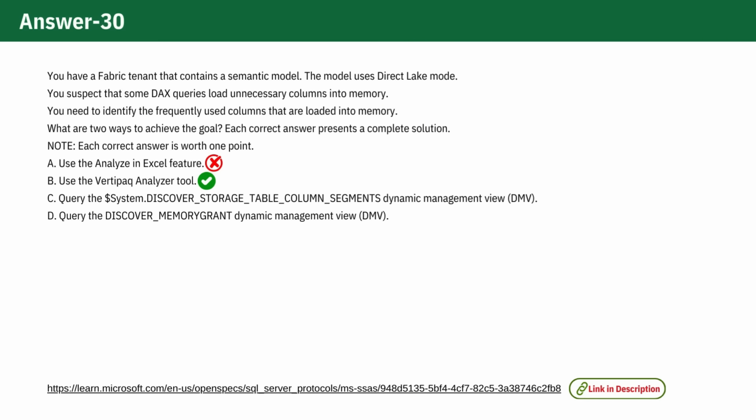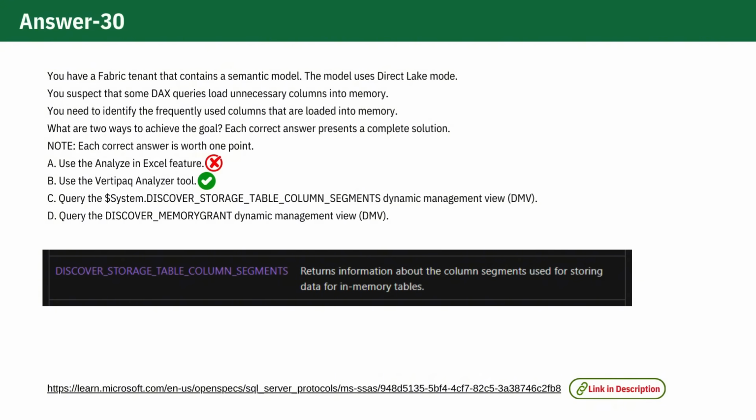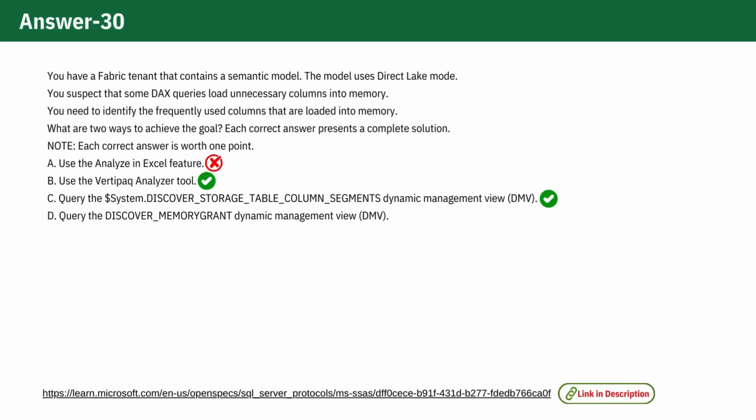Option C. Query the System Discover Storage Table Column Segments DMV. This DMV provides detailed information about the storage and memory usage of table columns within a Power BI model. By querying this view, you can identify which columns are loaded into memory and how much memory they consume. Therefore, this is also our correct answer choice.